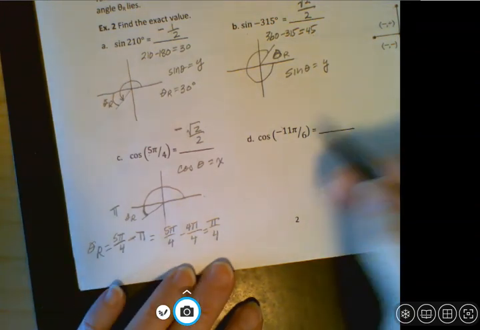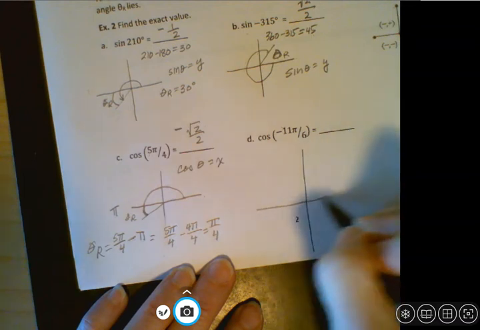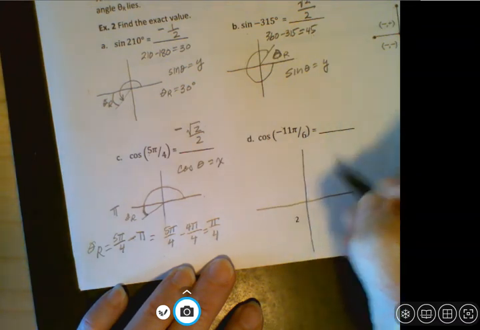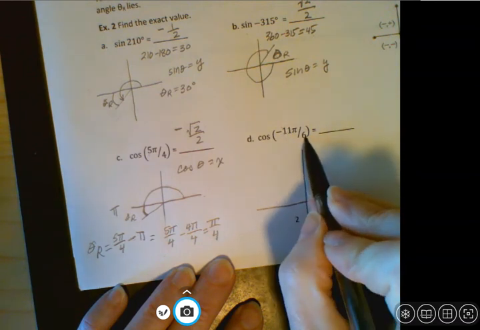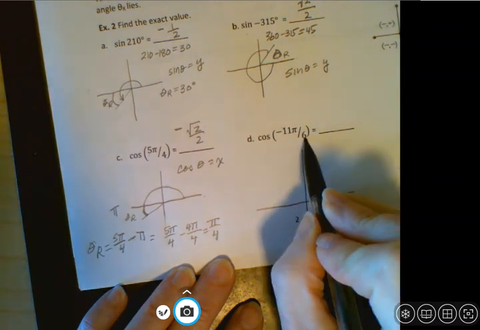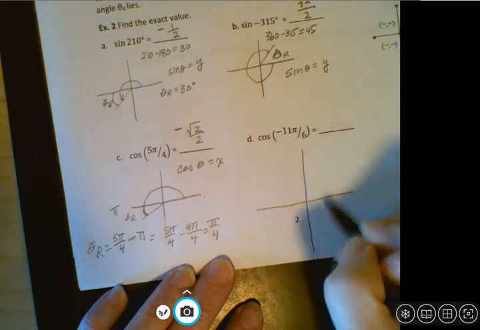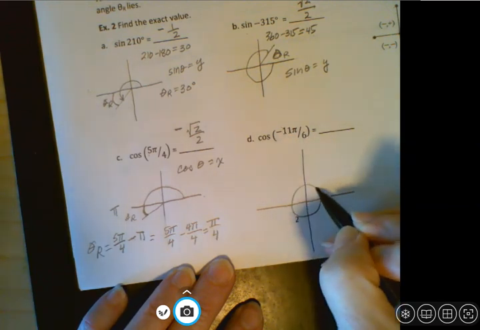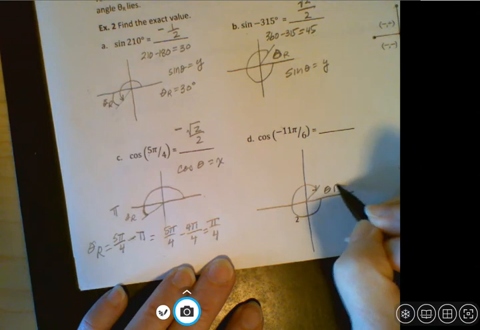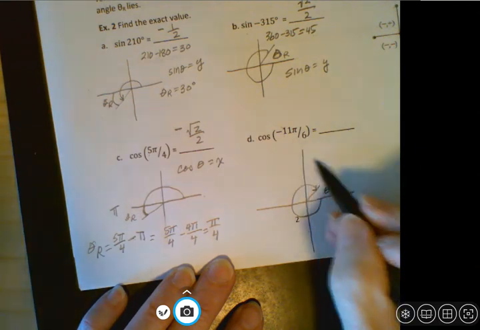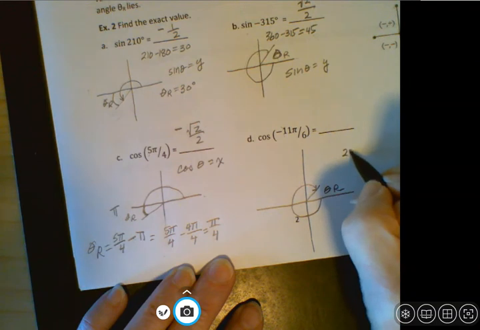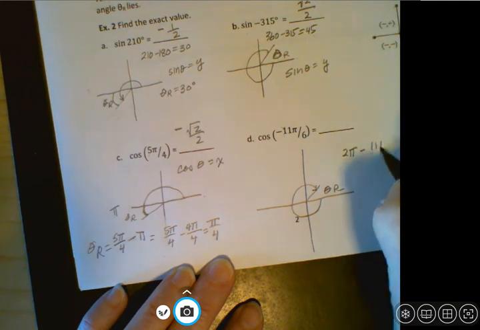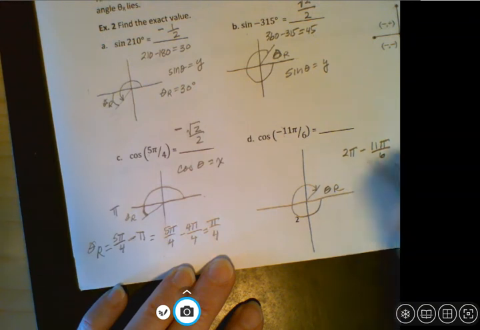Okay, and in D, we have another radians example, but we have a negative, so we're going clockwise. Let's just go ahead and look at it. Negative 11 pi over 6. That's almost negative 12 pi over 6. That's almost negative 2 pi. If it was negative 2 pi, we'd go all the way around. So we're almost all the way around, but not quite. So here's our reference angle. And what is it? Well, it's 2 pi minus 11 pi over 6. So in other words, 12 pi over 6 minus 11 pi over 6 equals 1 pi over 6.